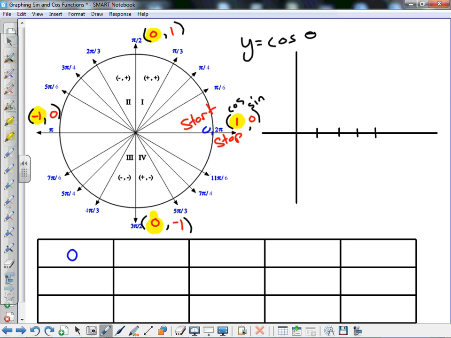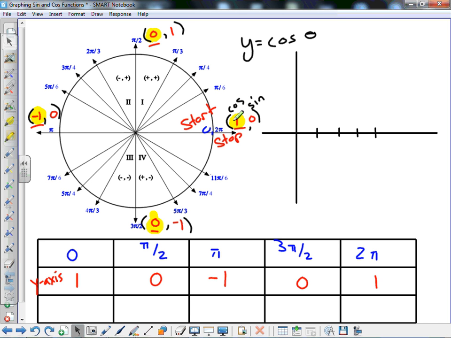We're going to go 0, pi over 2, pi, 3 pi over 2, and 2 pi. Now, which points do we want again? The cosine points. So the cosine at 0 is 1. The cosine at pi over 2 is 0. The cosine at pi is negative 1. The cosine at 3 pi over 2 is 0. And the cosine of 2 pi is back at 1. Now remember, these are the y-axis values.